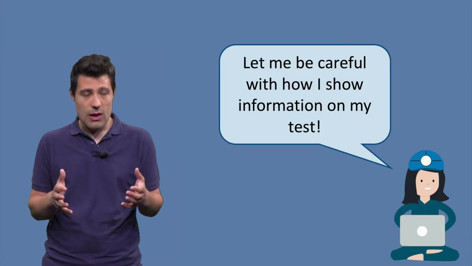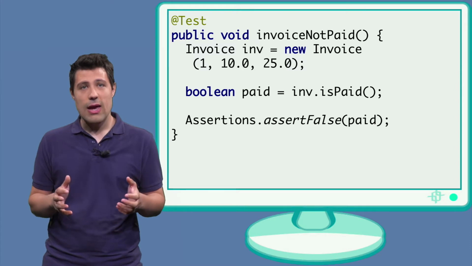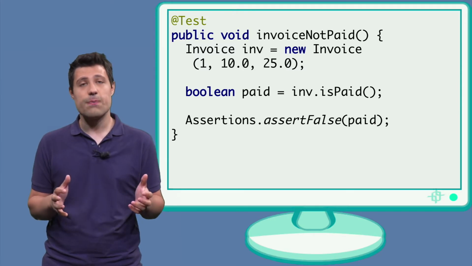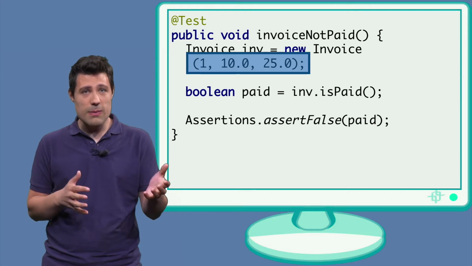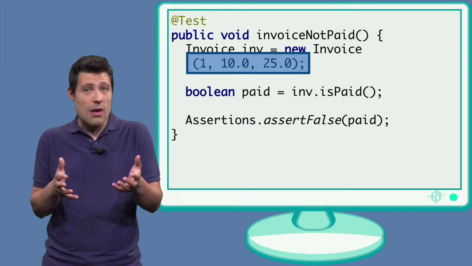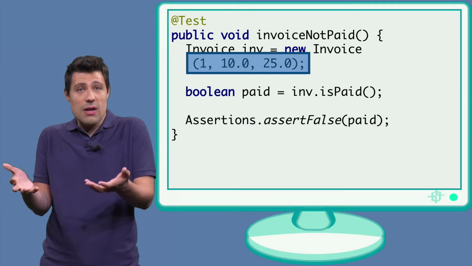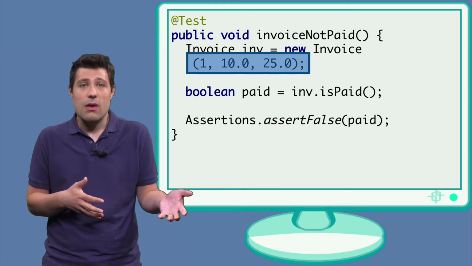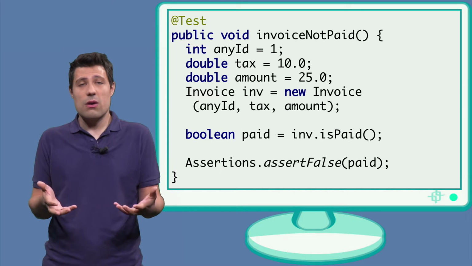Just to give you a concrete example, let's suppose we have this invoice, and this invoice receives parameters. From this code example that you see, it is very hard to know what 1 means, or what 10 means, or what 25 means. To understand them, the developer would have to go to the invoice class and then understand the class and then go back to the test.